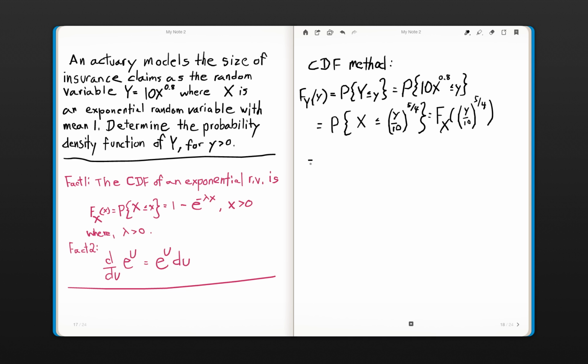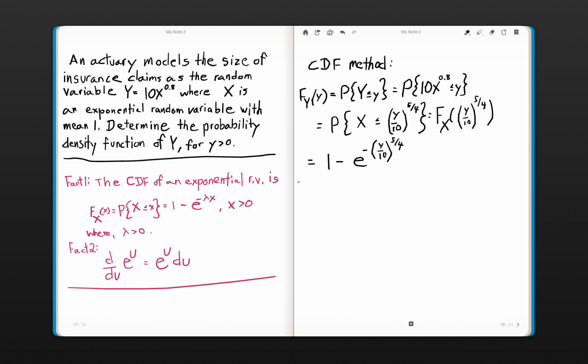And we can actually write out what that is because we have the CDF of the exponential random variable here, because X is distributed as an exponential random variable, so it's good to have the CDF already handy. So this is just equal to 1 minus, and lambda is equal to 1, so we just leave that alone. And then we're left with 1 minus e to the negative y over 10 to the 5/4 power. And that is the CDF of Y.